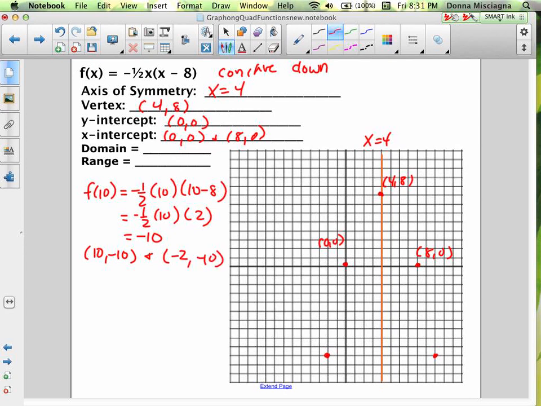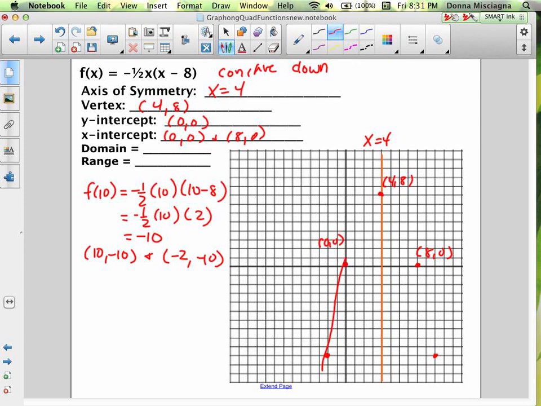I would have gotten the same thing whether I plugged in negative 2 or I plugged in 10, right? Because negative 2 minus 8 would have given me the negative there. Right? And then I would have had another negative 2 where x is, then I'd have 3 negatives, and so it would still be negative. And so now I'm going to connect.